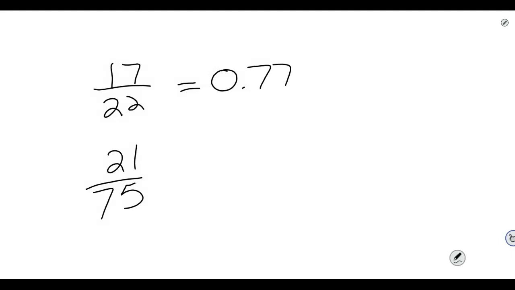What place is this? Hundredths. Tenths, hundredths. Good? 77 hundredths. Does that answer make sense? Yes. All right. What about 21 over 75? Jacob, what did you do? Good. And what did you get? 0.28. All right. That's how you change a fraction to a decimal. Good.